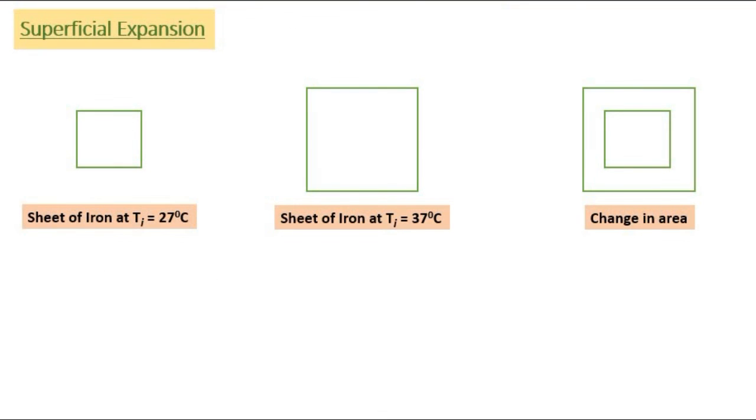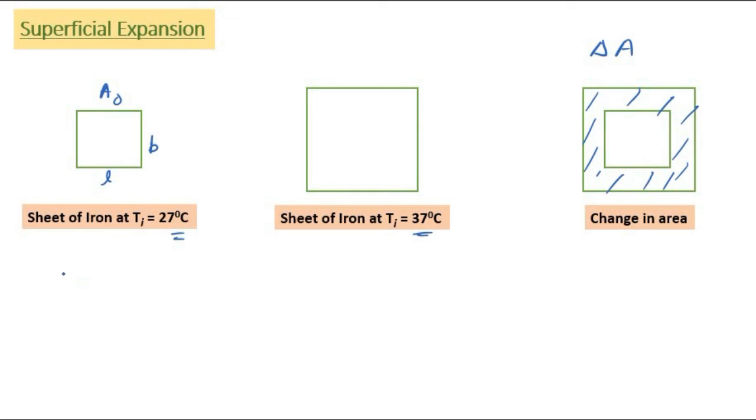Here we have a sheet of iron, having area, say for example A. So this area is A, and say the length is L and the breadth is B. So the initial area is, let me consider A0 at this temperature. At this temperature the final area would have become bigger. So this was the initial area and this is the final area, and this shaded portion is the increase in the area, that is delta A.